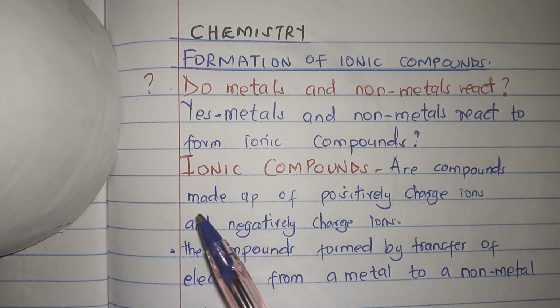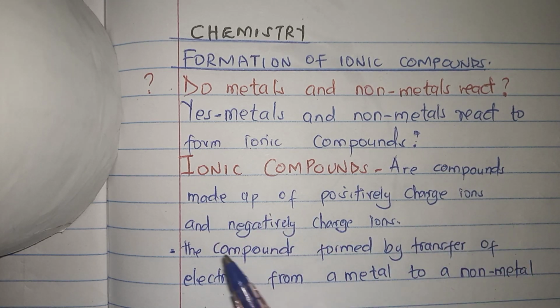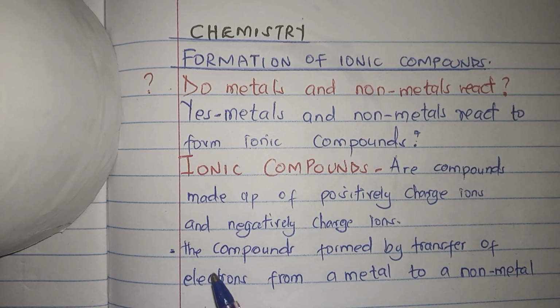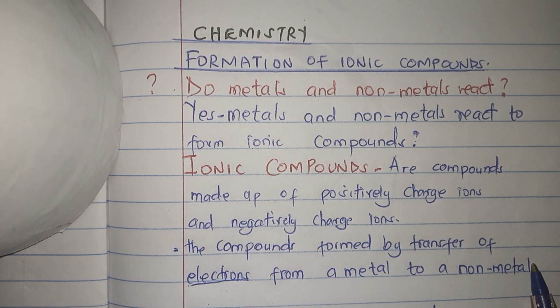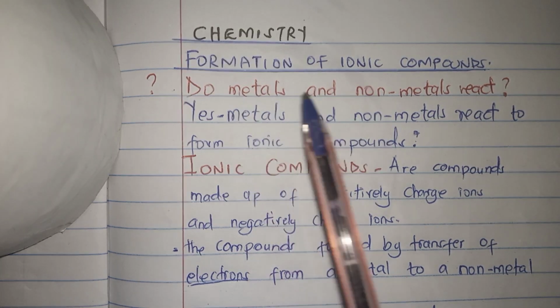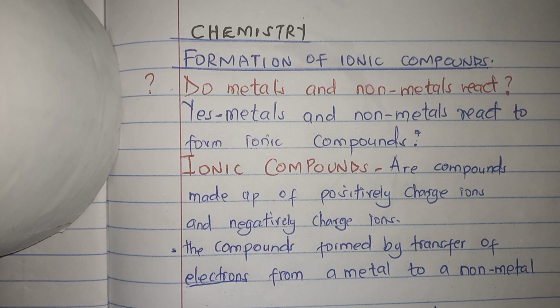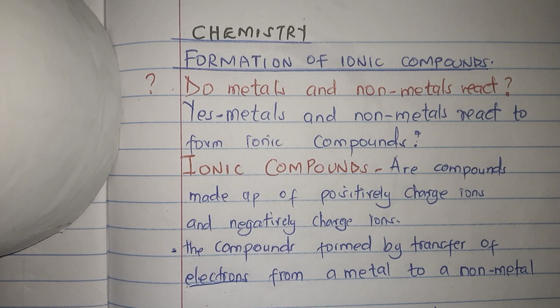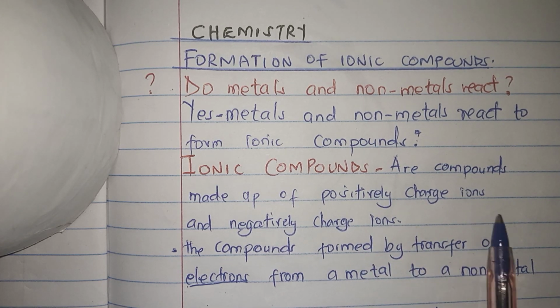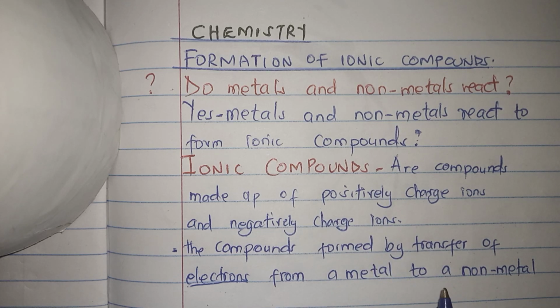Ionic compounds are compounds made up of positively charged ions and negatively charged ions. So this is the definition of ionic compound. We have another definition that states that they are compounds formed by the transfer of electrons from a metal to a non-metal. Remember, I have said before that metals and non-metals react, and they react to form ionic compounds. And these ionic compounds have two charges that they interchange. We have a positively charged ion and we have a negatively charged ion. So that is what an ionic compound is meant to be.